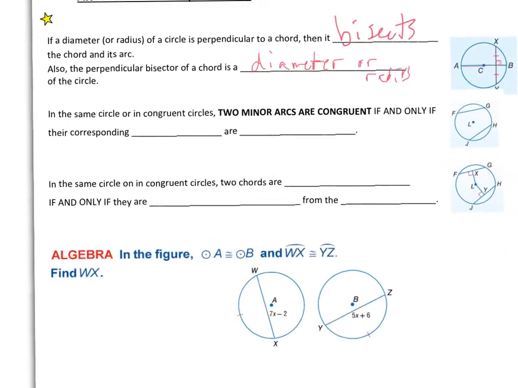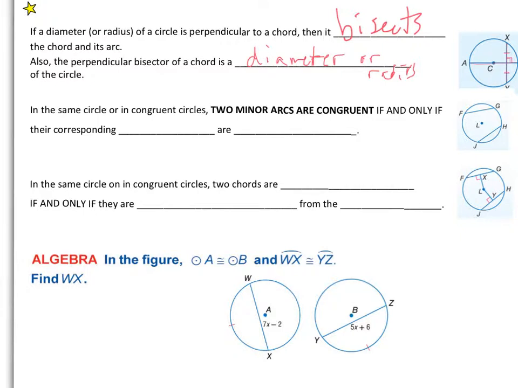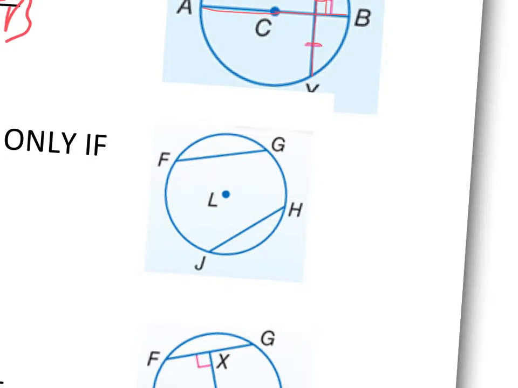The second one, in the same circle or in congruent circles, two minor arcs are congruent if and only if their corresponding chords are congruent. So here in this example we have our circle. We have a chord here and we have a chord here. And we're saying that these arcs are congruent if the chords are congruent.